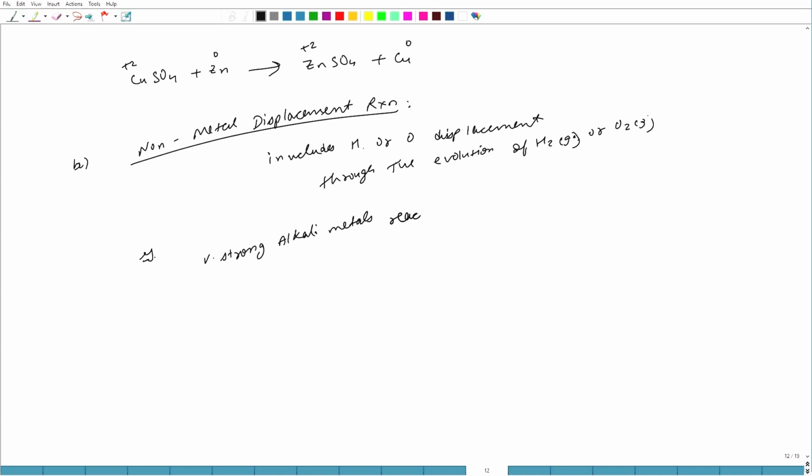These very strong alkali metals react with cold water to form the alkali hydroxide. For example, sodium reacting with water to form sodium hydroxide, and hydrogen gas is evolved in such a reaction. All these reactions I am writing here are redox reactions.